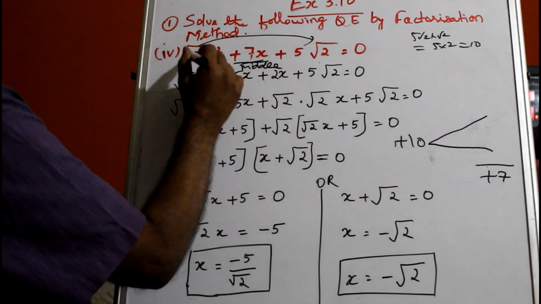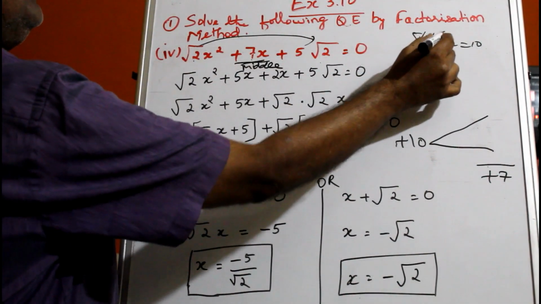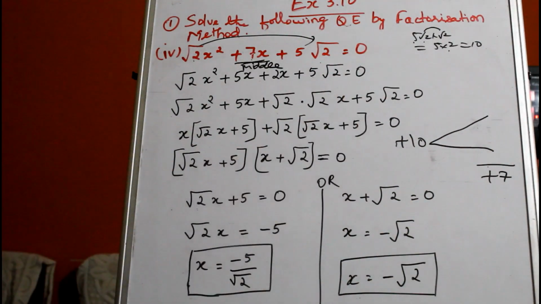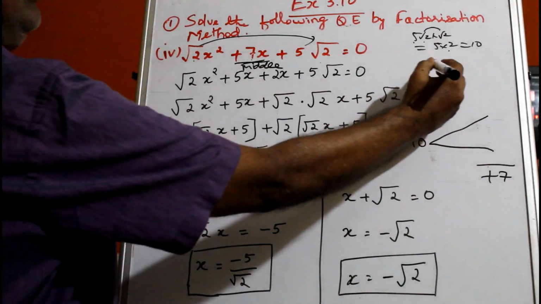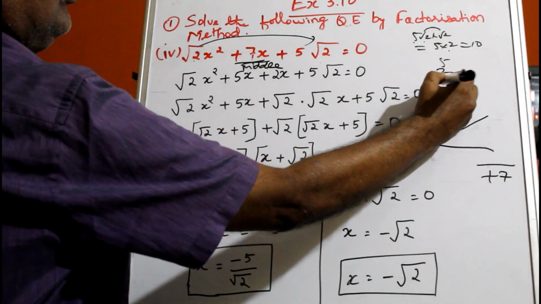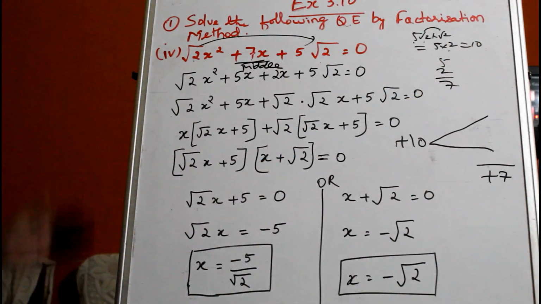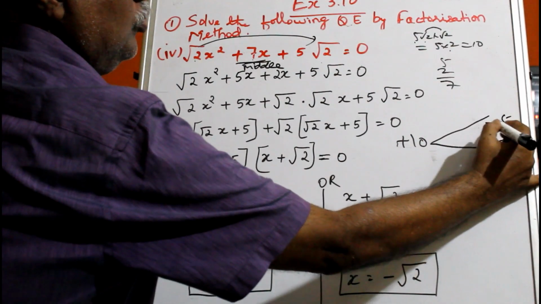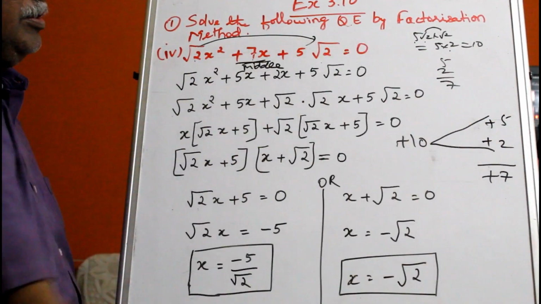Multiply these two numbers as usual. 5 root 2 into root 2: root 2 into root 2 is 2, and 5 2s are 10. This is a very easy number. What two numbers will give you 10? 5 2s are 10. 5 plus 2 is what? 7. Since everything is plus, you can put this faster. You can put 5, you can put 2, plus and plus. Everything is plus, it is easy.